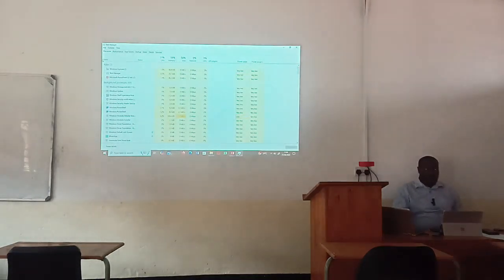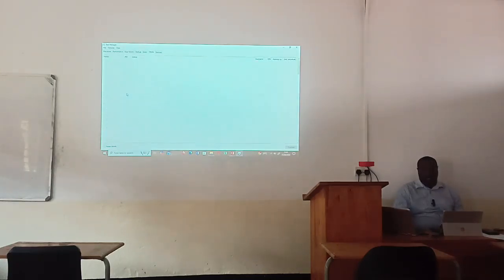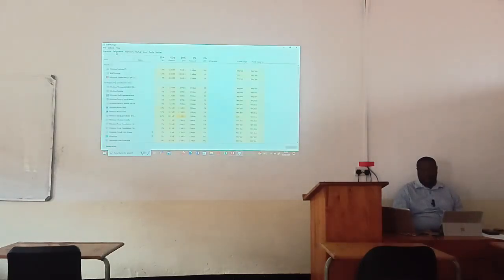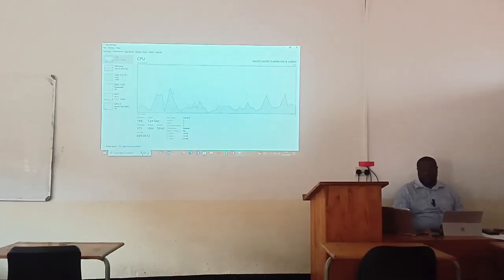If you press Control Alt Delete to check the computer, you can even stop a program from here. You just highlight it, right click your mouse, and then you say End Task. Or you can go to Details, and it will pinpoint exactly where it is, and then you can end it from here. It also gives you the performance in terms of a graph, how your computer is faring.